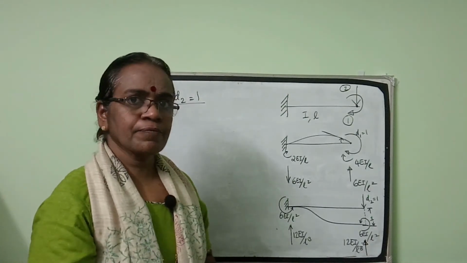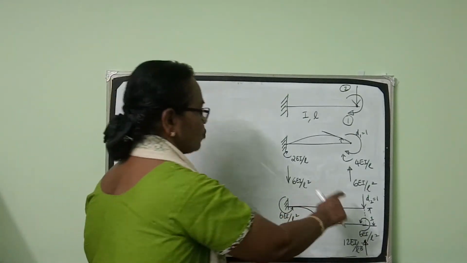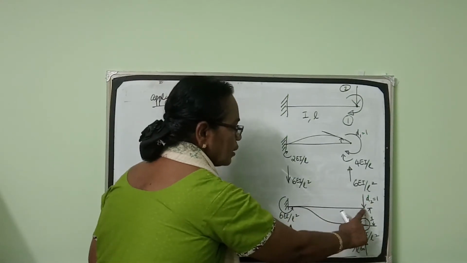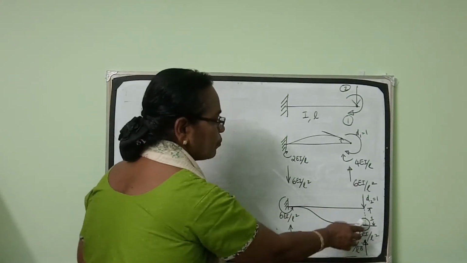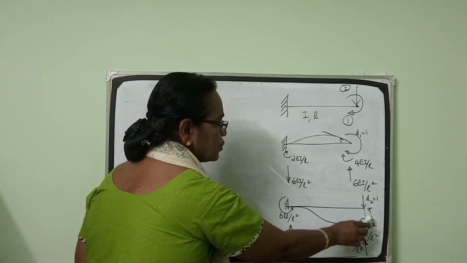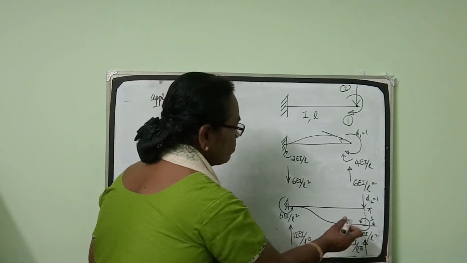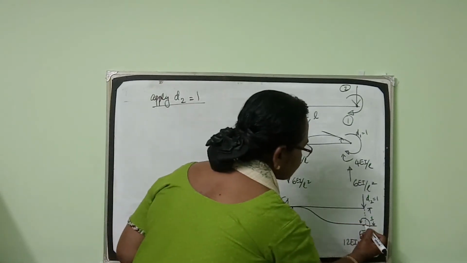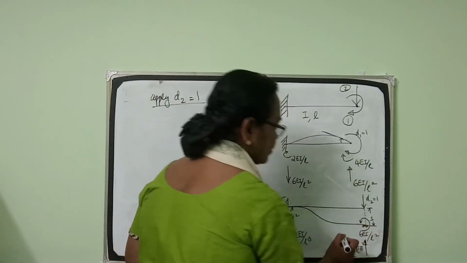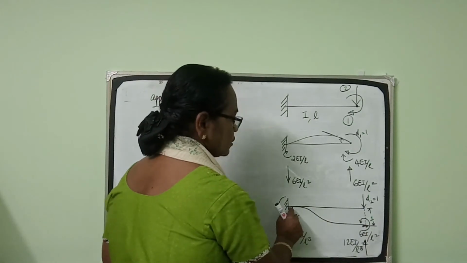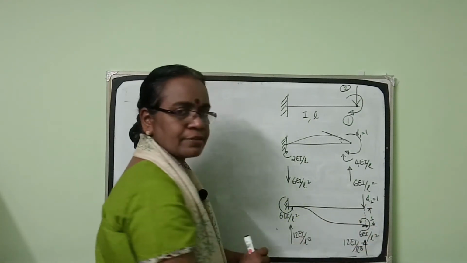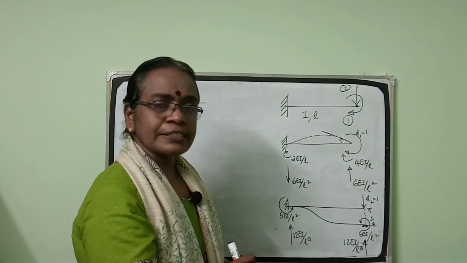So next we apply D2 is equal to 1. D2 is equal to 1 means you give unit vertical displacement downward at this point. At this node you give unit vertical displacement downward. At that time there should not be any slope. That is what I have marked here. There should not be any slope. It is fixed, so it will rotate like this. This can be viewed as similar to the case of settlement of support.